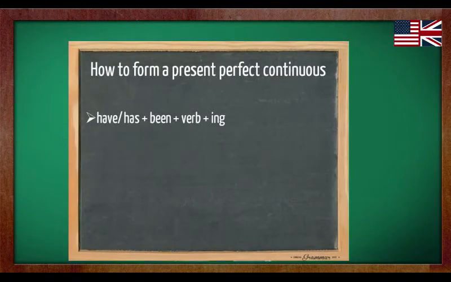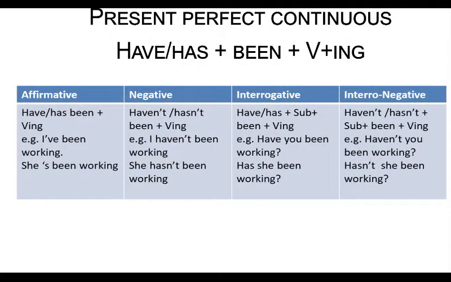What is the formula for you guys to put the verb in the present perfect continuous tense? You simply have to use have or has plus been plus verb in the ing form. Let's look at the table. Positive sentences are going to be like have or has been plus verb ing. For example, have been working. She's been working.